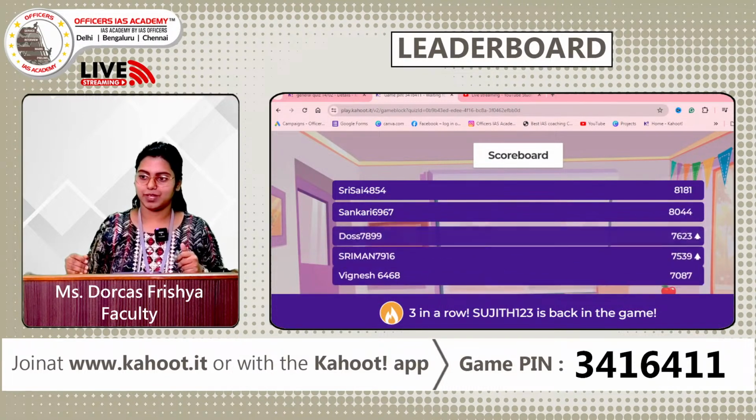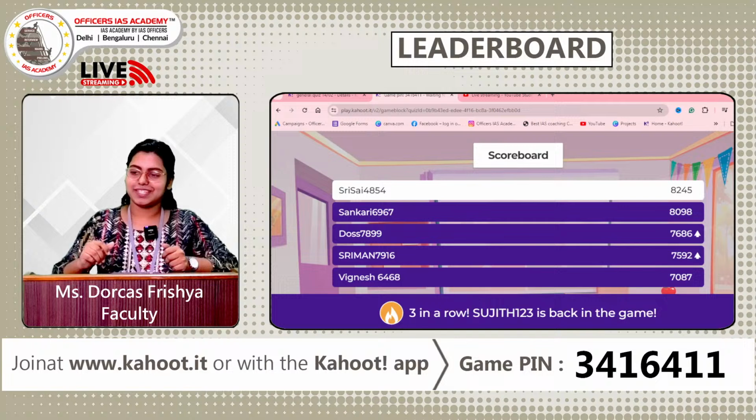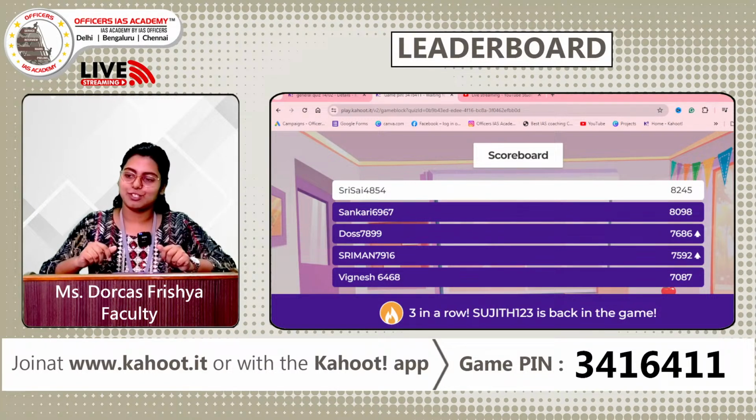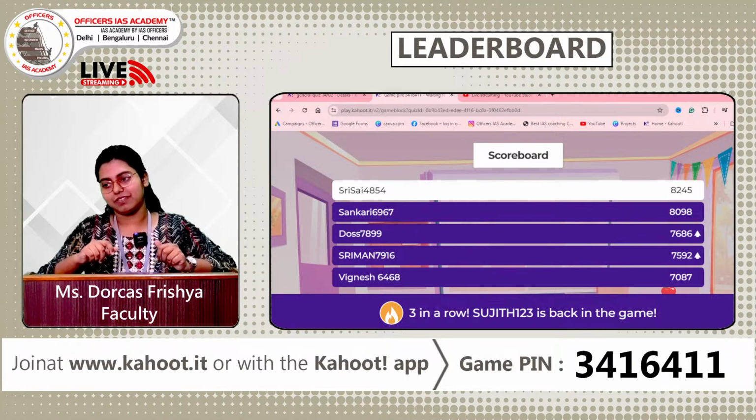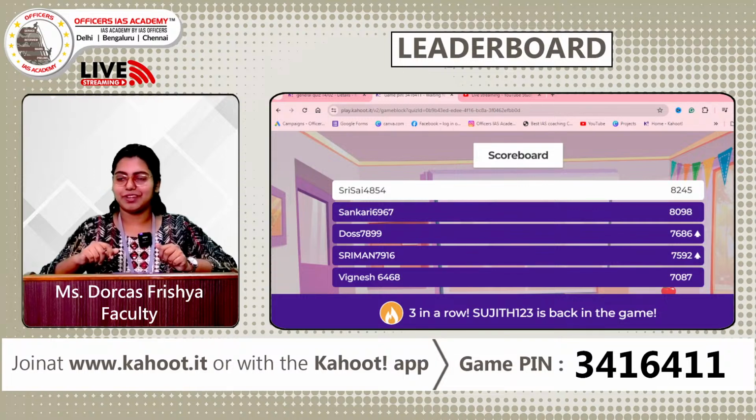Okay, who has climbed up? We can see Das climbing up and reaching position 3. Sai holding on to the position, first place. Shankari in the second position, Shriman on the 4th place, and Vignesh on the 5th. Sujit is coming back, I guess. Great, great work.